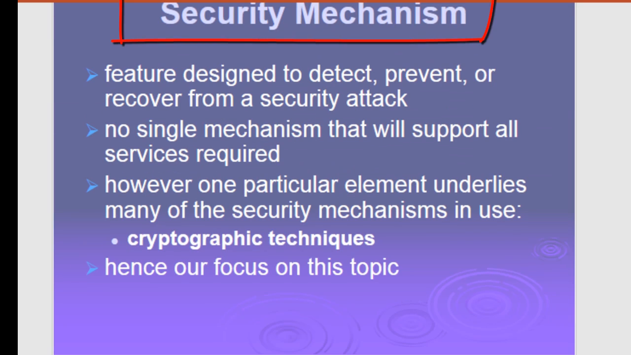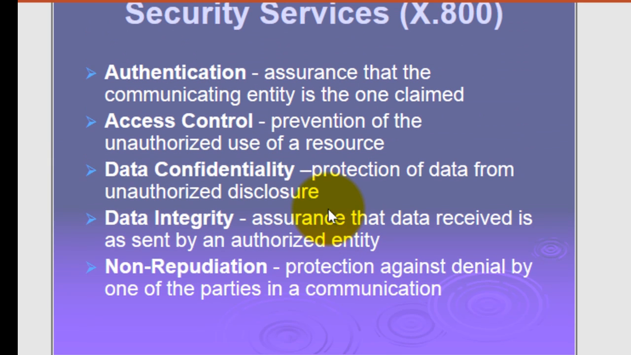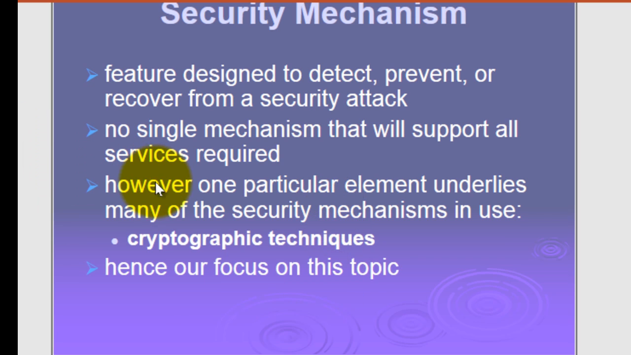Now let us see what a security mechanism is. We discussed security attacks, security services, and security mechanisms. A security mechanism, as I said, is a process of providing security against security violations. No single mechanism will support all the services required, because any single mechanism will not satisfy all the security services. You have to use two or more mechanisms to satisfy your security services.